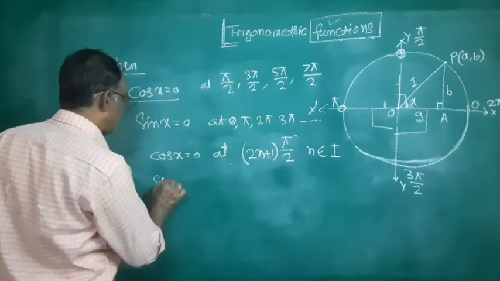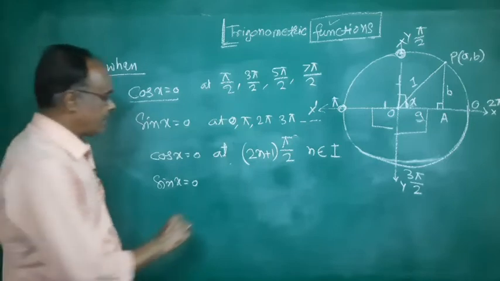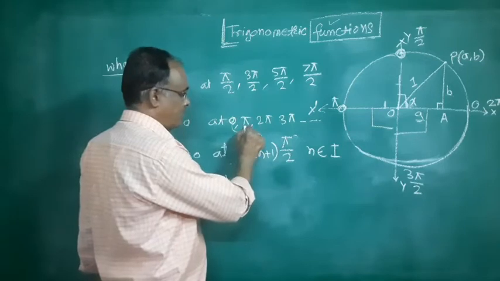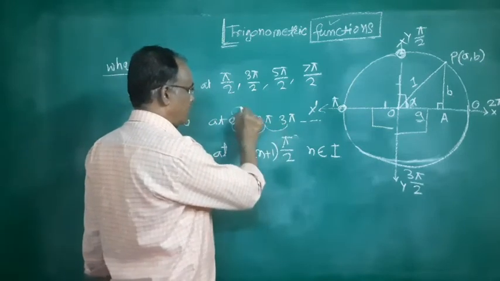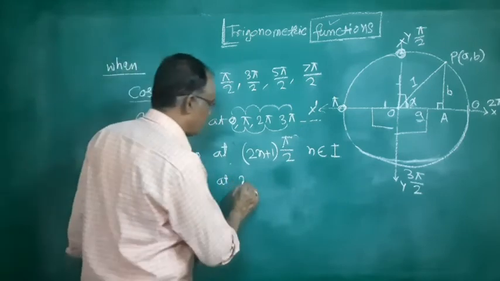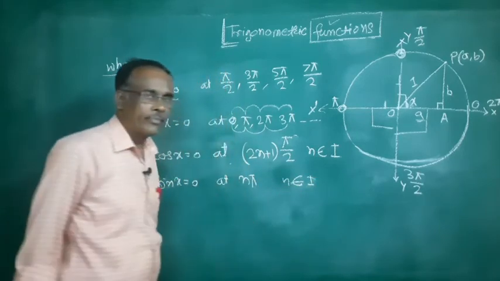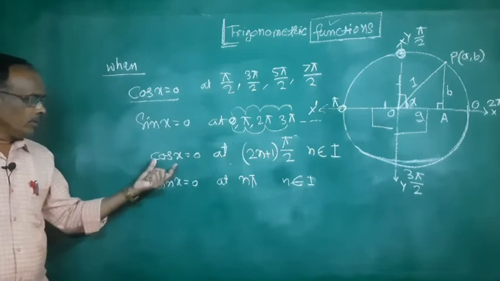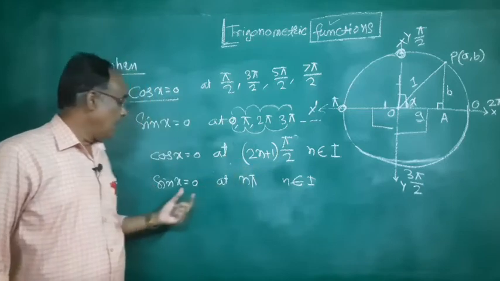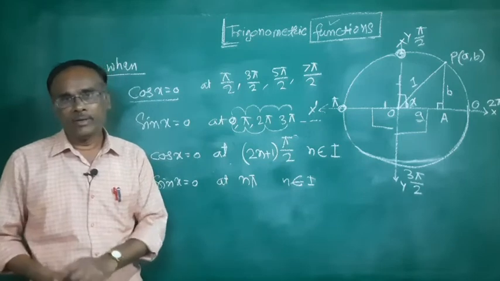Now sin x equals 0. Sin x equals 0 at what is the formula here? 0, pi, 2 pi, 3 pi, n pi. N pi, n belongs to integers. Cos x equals 0 at (2n plus 1) pi by 2 and sin x equals 0 at n pi.